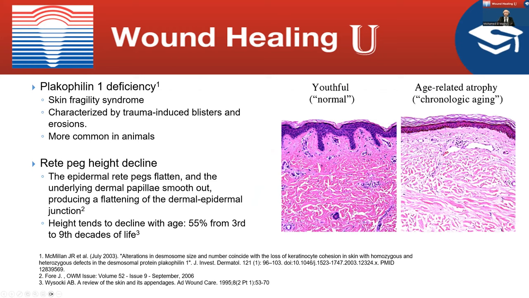And as you can see here, there are other structural changes in the histological layers, especially the epidermis. Mostly we call them rete ridges, which are the epithelial extensions. If you look at the epidermal image on the left side, in youthful normal skin you can see some extension of the epidermis, or the epithelial layers, into the dermis, which we call rete ridges. This is a very prominent structure in young age or healthy skin.